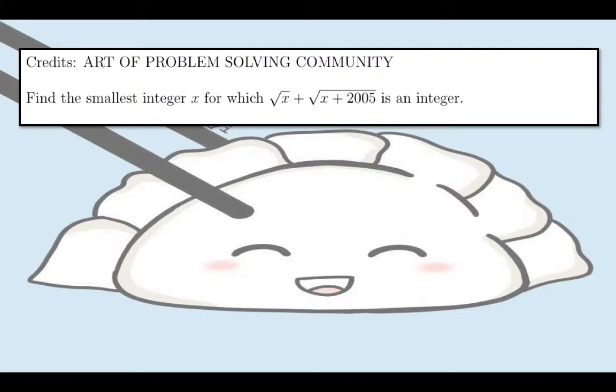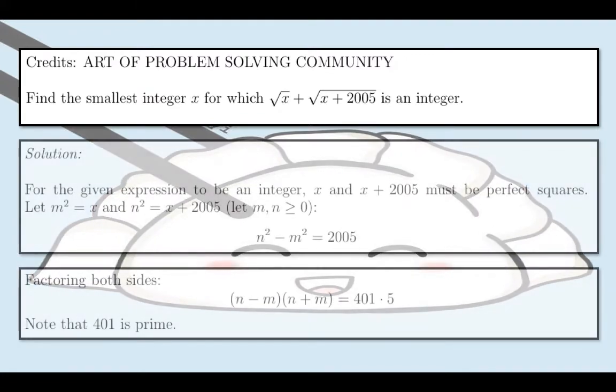The problem goes like this. Find the smallest integer x for which square root of x plus square root of x plus 2005 is an integer. Let's dive in with the solution.